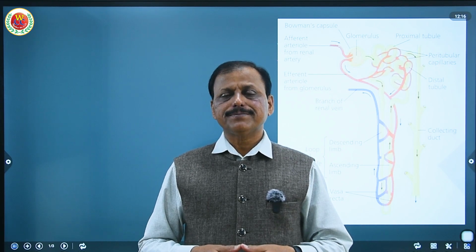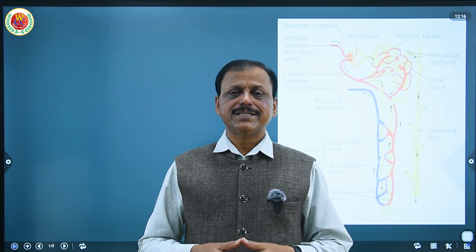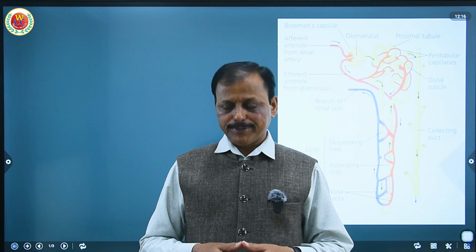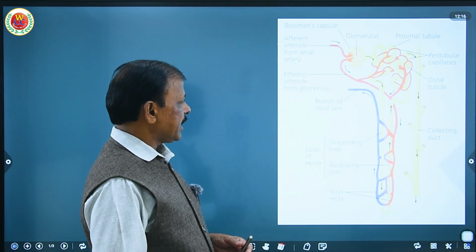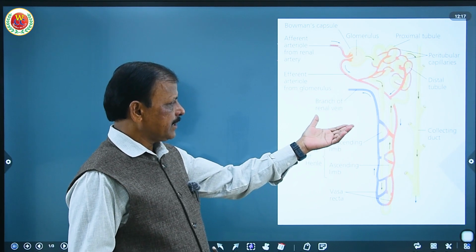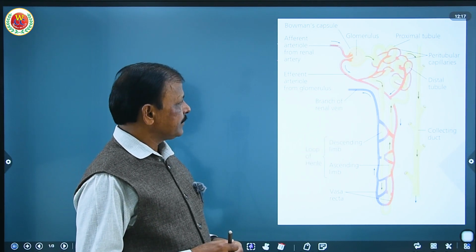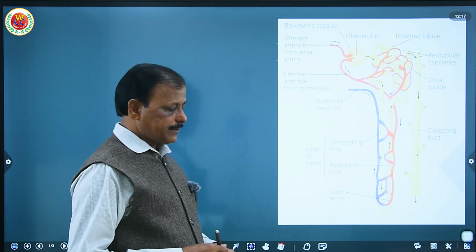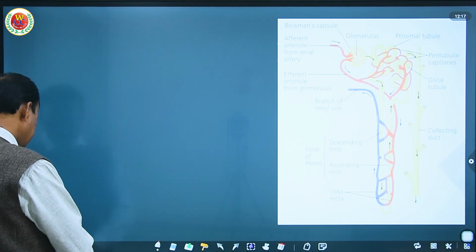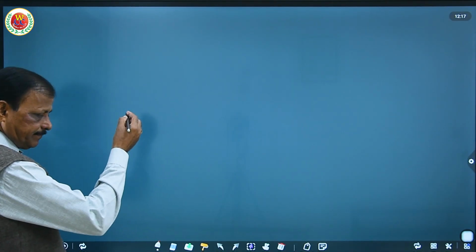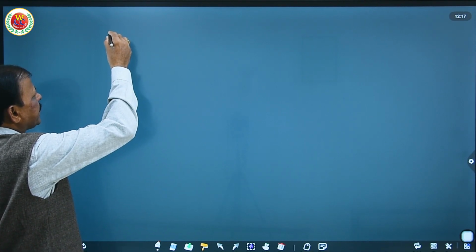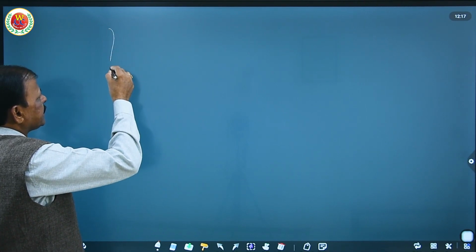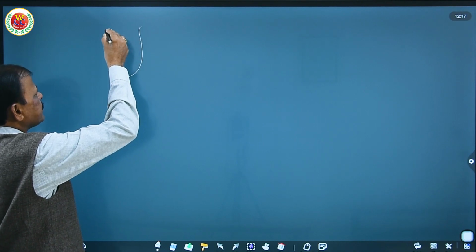As a part of the series of lectures, today's topic is the functional anatomy of the nephron. As you know, the nephron is the unit of excretion, and it is shown here in the diagram. But it is better to understand it by having that diagram practically. You are aware that each nephron has a Bowman's capsule.